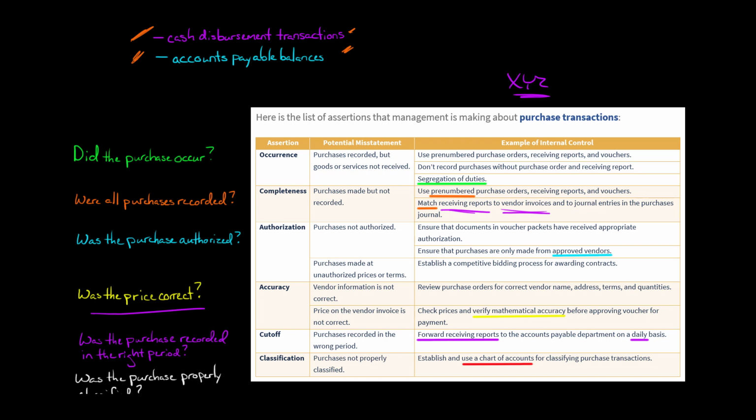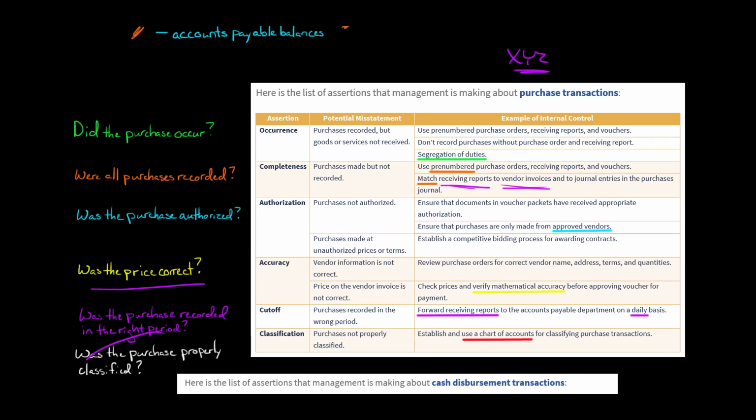So what the management of the company could do in terms of internal control, the receiving reports. Remember, when a receiving report comes in, the company's received the goods. So that's the point where they should be recording a liability. So forwarding those receiving reports every single day, on a daily basis, to the accounts payable department. Okay, so that would be a thing that could prevent purchases being recorded in the wrong period, either accidentally or on purpose.